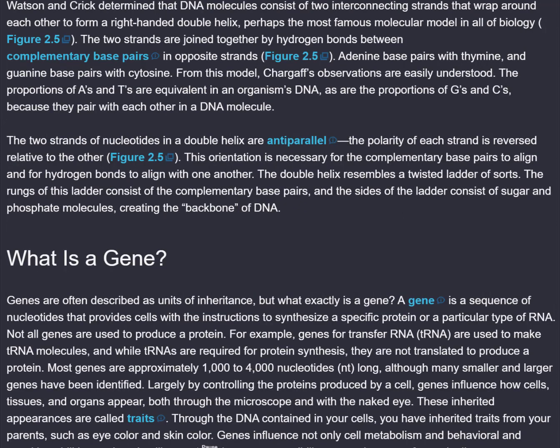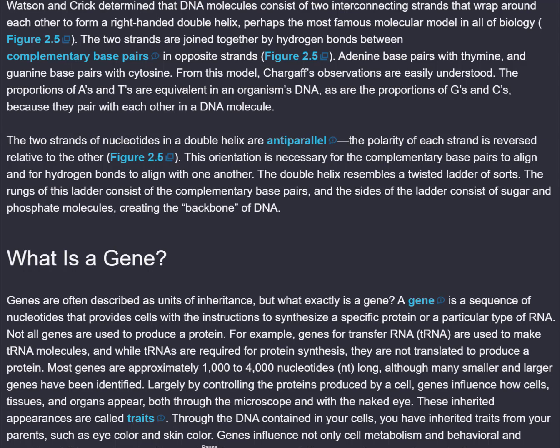Watson and Crick determined that DNA molecules consist of two interconnecting strands that wrap around each other to form a right-handed double helix, perhaps the most famous molecular model in all of biology, Figure 2.5. The two strands are joined together by hydrogen bonds between complementary base pairs in opposite strands, Figure 2.5. Adenine base pairs with thymine, and guanine base pairs with cytosine.